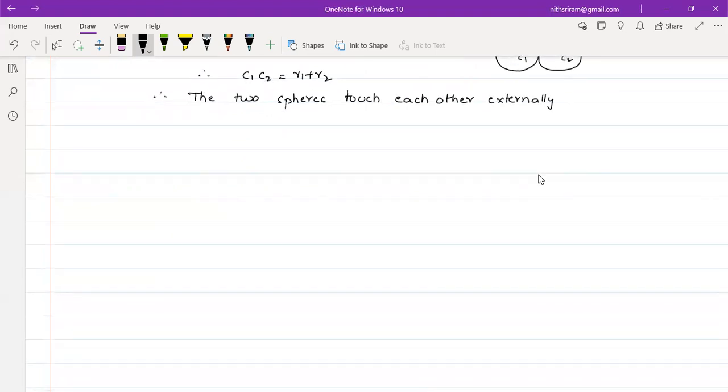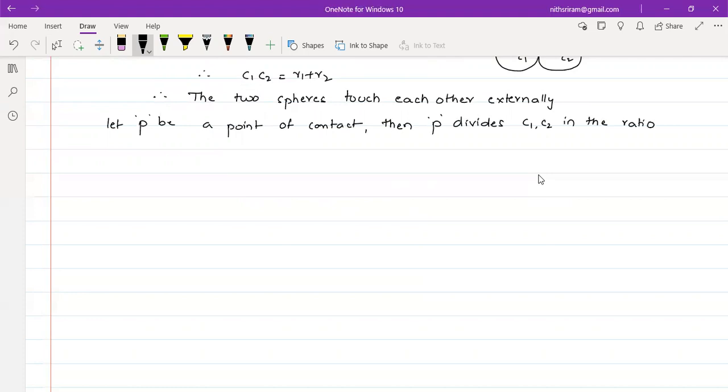I'm writing that P be the point of contact. Then P divides C1C2 in the ratio R1 is to R2 internally.